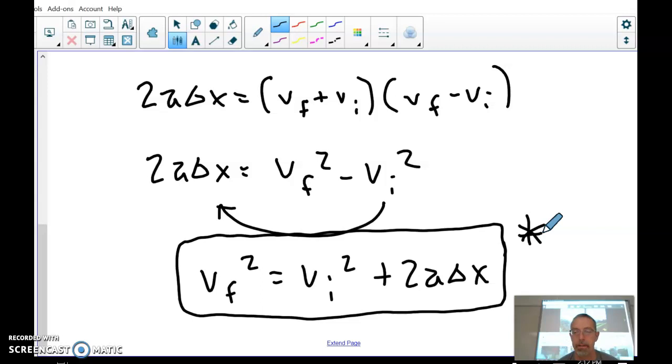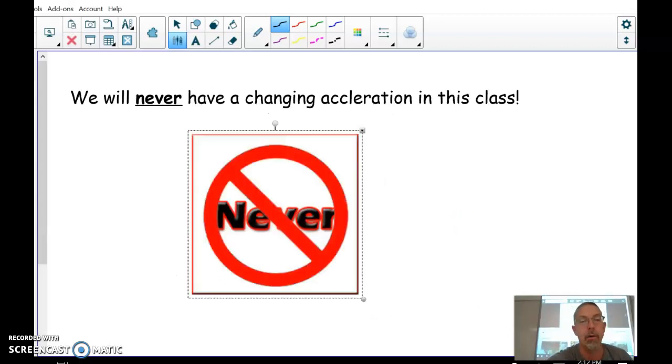Now, that took a lot of legwork, but it gave us a rather valuable equation. And what's so valuable about this equation is that it allows us to determine these types of values without even knowing the time that an object has been accelerating. So you tell me that I've got an initial velocity and a final velocity and an acceleration and a displacement. If you give me any three of those four, I can figure out the other value without knowing how long that acceleration even happened. Okay? Now, one thing to bear in mind here, we will never have a changing acceleration in this class. We will also not misspell words like that in this class.